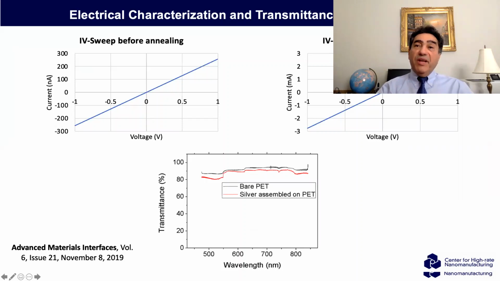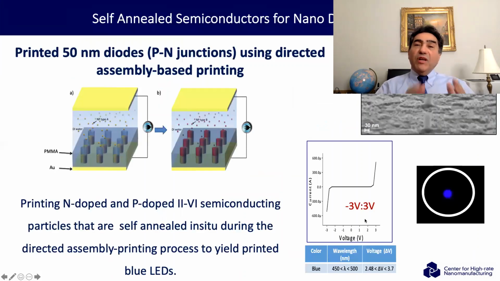So this is bare PET, and then when we print the grid, of course, you can see barely any decrease in transmission. This is the visible wavelength. You can also use this to make devices. So these are diodes. These are nanoscale diodes that are fully printed, and these are 2-6 semiconductor. These are zinc selenide, and zinc selenide can be used to emit blue light in a diode.